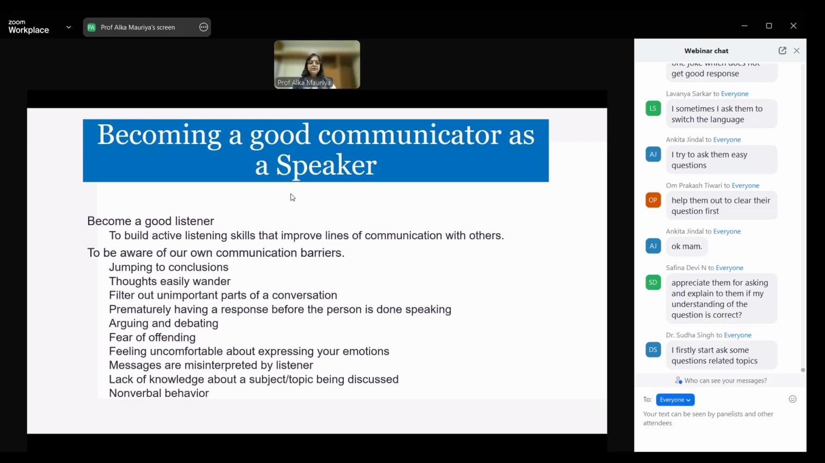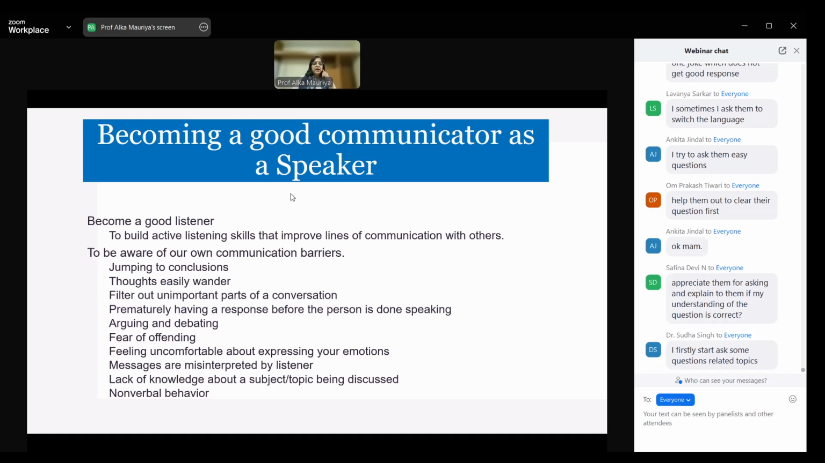And what comes in between is that at times we jump to conclusions. Even before the student is able to finish the question, we stop him midway and tell him, okay, I've already covered it in the previous slide. Were you not listening at that point of time? So rather than giving them the opportunity to complete their question, we jump to conclusions. And at times we wander in our own thoughts and are not able to understand the question properly.